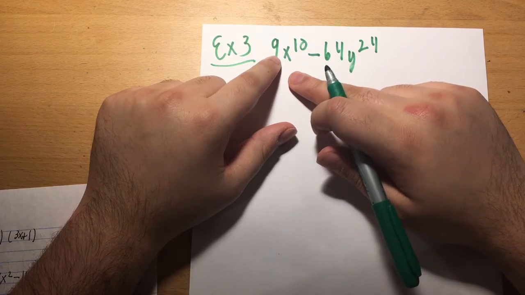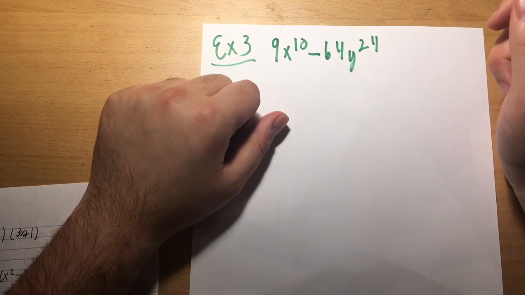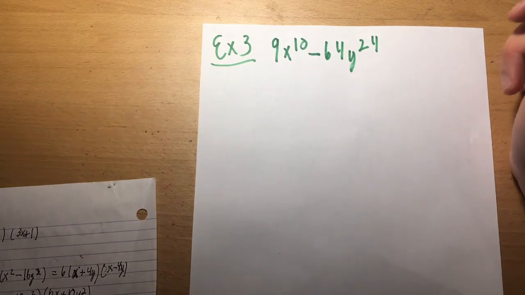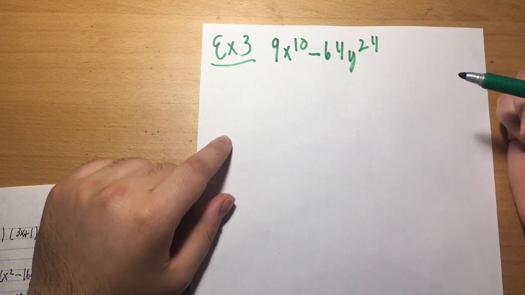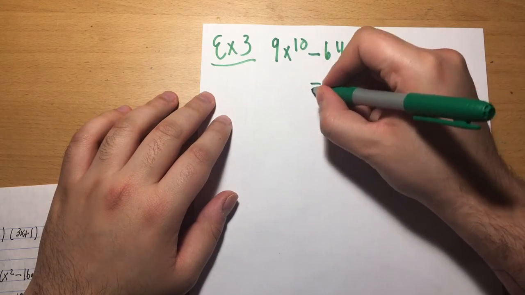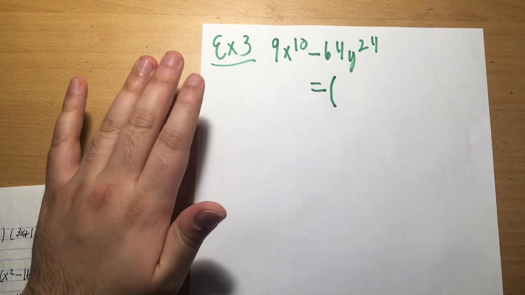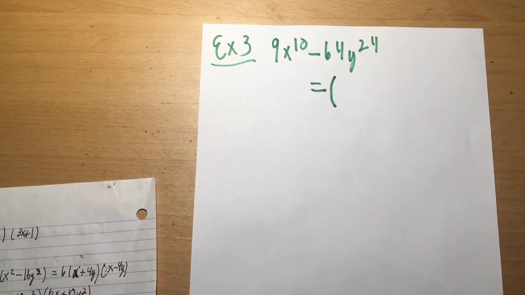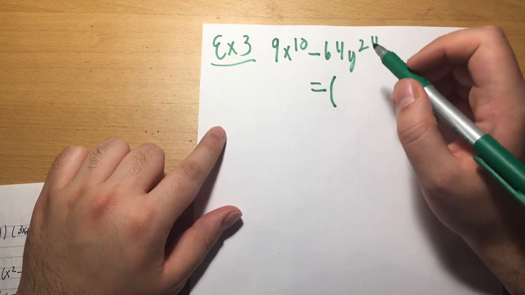I know 9 is a perfect square, x to the 10th is a perfect square because of the exponent rule I named before. 64, perfect square. Y to the 24th must be a perfect square also. So all I'm going to do is that's going to equal. Now I'm not going to do that in-between technique I was talking about before. I'm just going to go straight to the actual answer, right? Because this eventually will become second nature where you don't really need to write that middle step out.